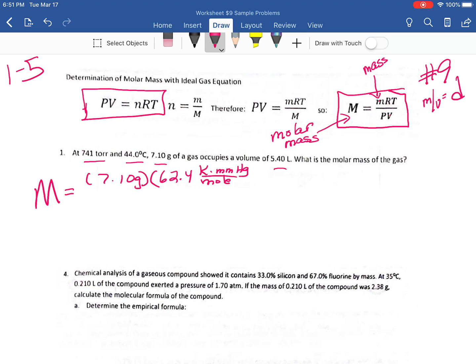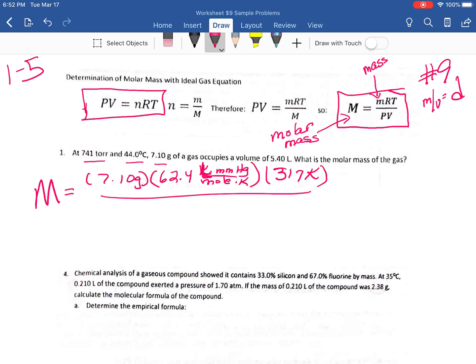Whoops, that's liters. Sorry about that. Liters, mole Kelvin. And I encourage you to include the units because you can cancel out the units to make sure that your final answer is in the units that are representative of what you're solving for. And I'll show you what that looks like. All right, our temperature, again, 44 degrees Celsius, which we'll have to convert to Kelvin, which is 317 Kelvin.